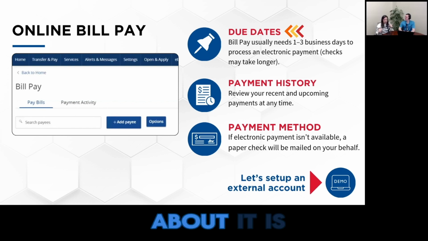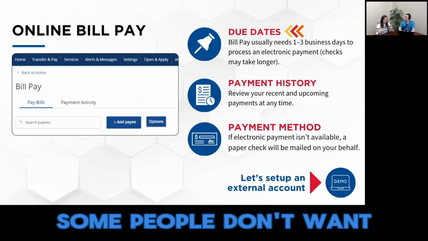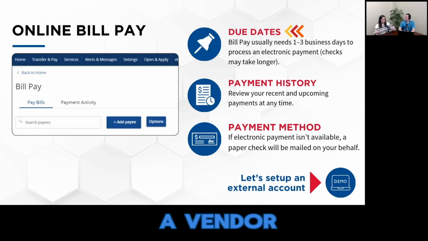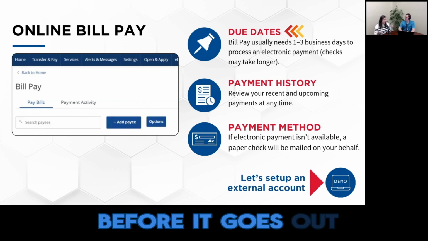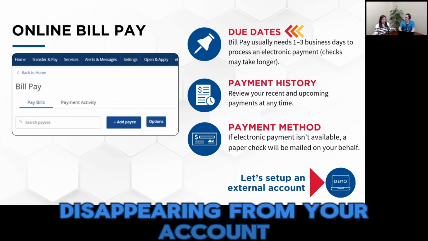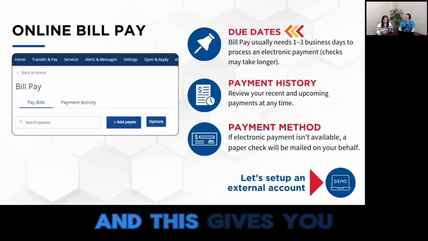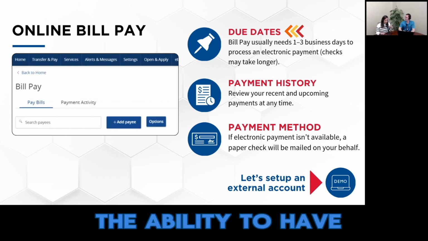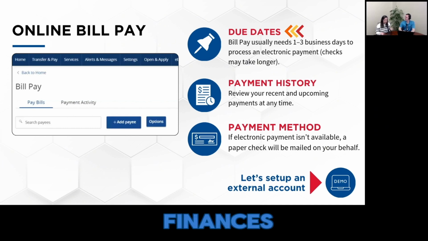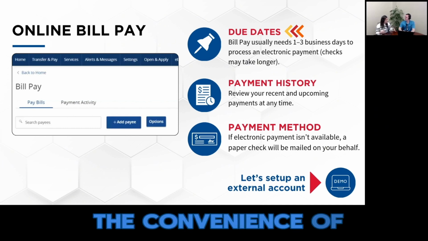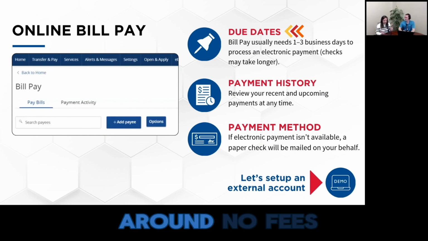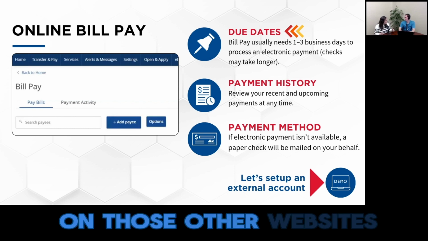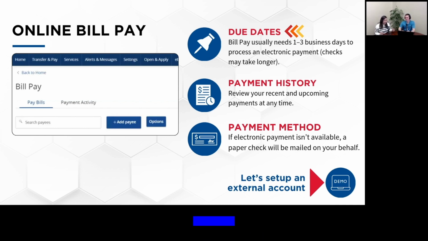And what I love about it is some people don't want to just automate their bills with a vendor. If you have a utility company, you want to know how much you're sending before it goes out instead of it just disappearing from your account. This gives you the ability to have that control over your finances, but you still have the convenience of having that electronic payment. So you're not late. And there's no fees. Sometimes on those other websites, they'll charge you a convenience fee. This is a completely free service with your free checking account with Campus.